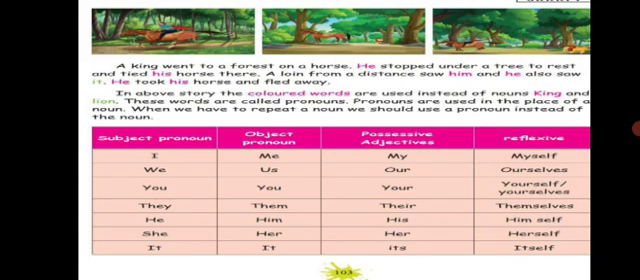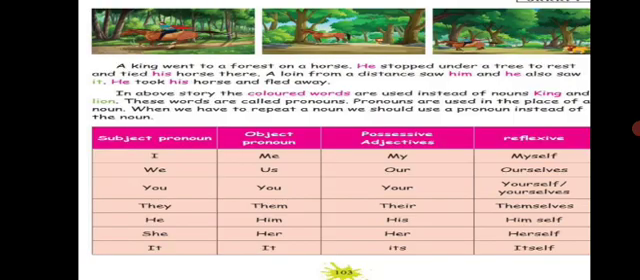So he is used instead of the noun king. And in the next sentence we continue. He took his horse and fled away. A lion from a distance saw him and he also saw it. Here, it is used instead of lion.